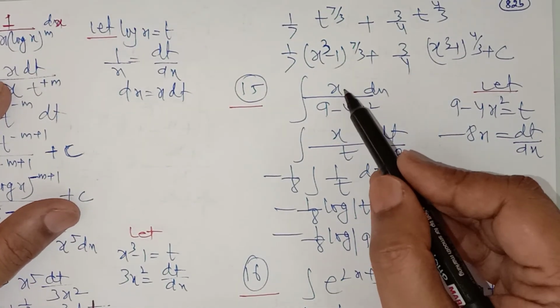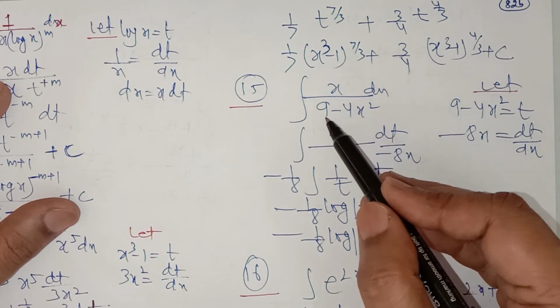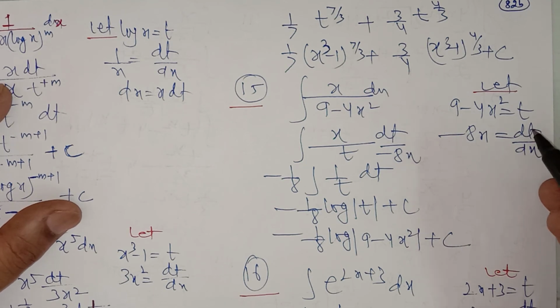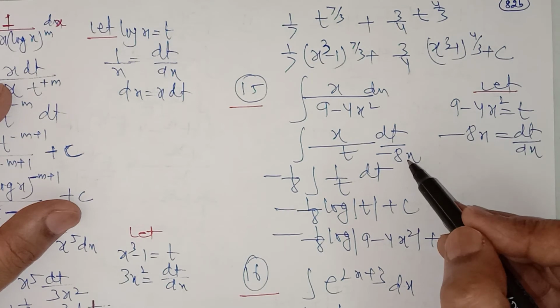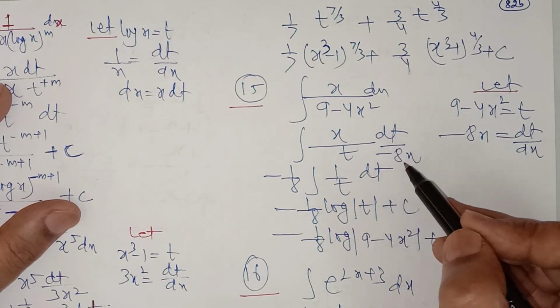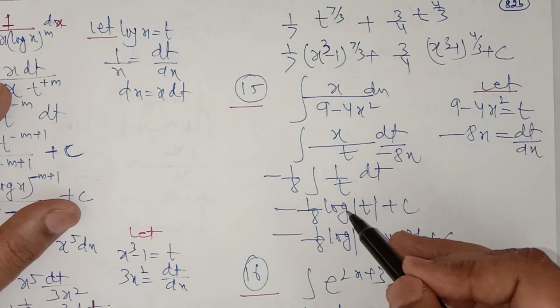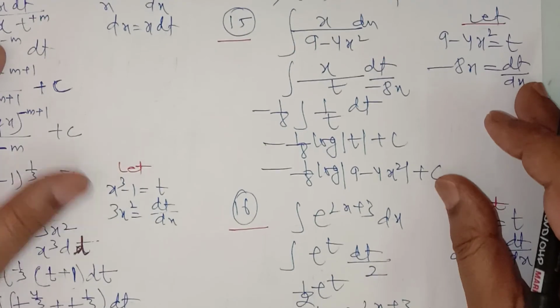Now this is an easy question, x upon 9 minus 4x square, because the derivative of this will be x. So let 9 minus 4x square equal to t. So dt upon dx will be equal to minus 8x. So dx will be dt upon minus 8, and replace the value of dx. x will be cancelled out. It is only 1 upon t. So the integration of 1 upon t is log t, and replace the value of t, which is 9 minus 4x square.